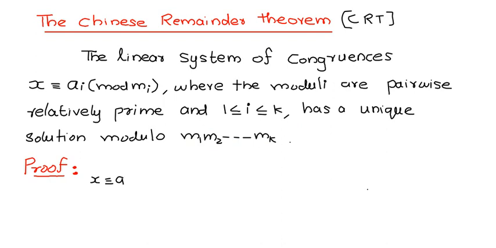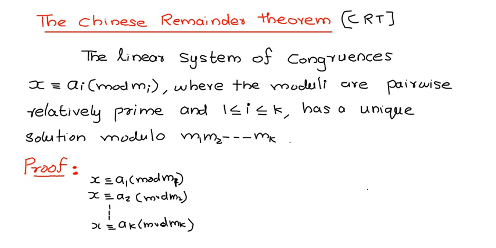x ≡ a1 mod m1, x ≡ a2 mod m2, etc., x ≡ ak mod mk. Then, and one condition is there: these moduli m1, m2, etc., mk are pairwise relatively prime.